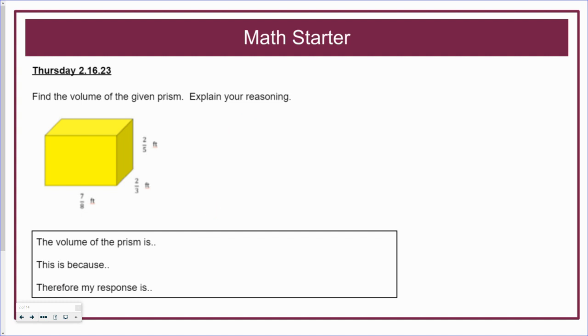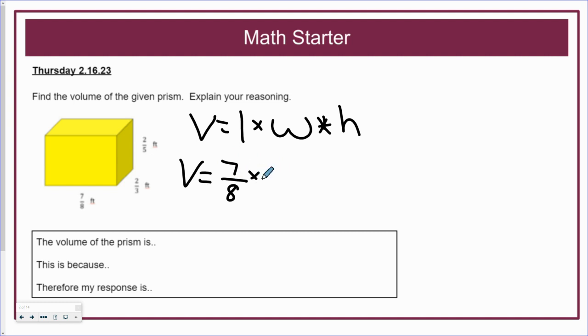First thing we're going to do is our math starter. This is asking us to find the volume of the given prism. If you remember from yesterday, we find volume by doing length times width times height. And again, it doesn't matter what you call what. So we can just use the three numbers in any order we want. So we're going to do 7/8 times 2/3 times 2/5. All right, we know with fractions, we multiply the numerators first.